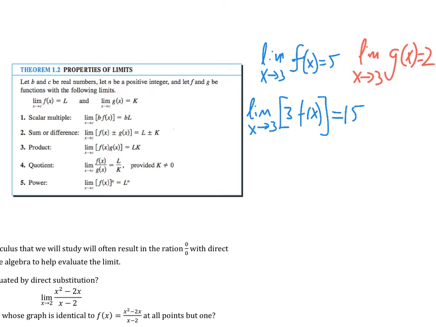Okay, so one function is going to 5, one function is going to 2. Well, we don't need to know the rest of the graph. We just know what they're going to. So we can say that if we want to add these functions, then the limit as x goes to 3 of the sum of these two, remember f of x and g of x are just talking about y values. Well, we're just going to add those two y values. 5 plus 2 is 7. All right, so that's the idea.